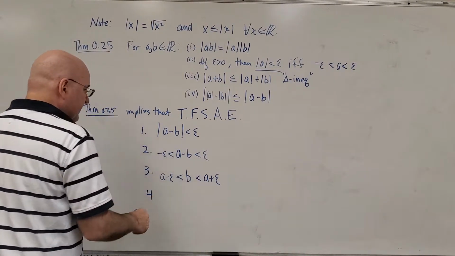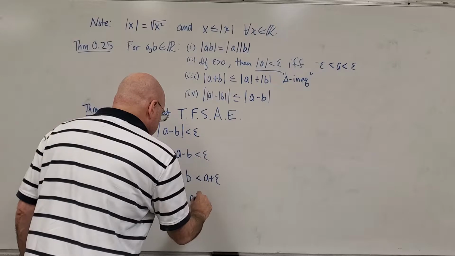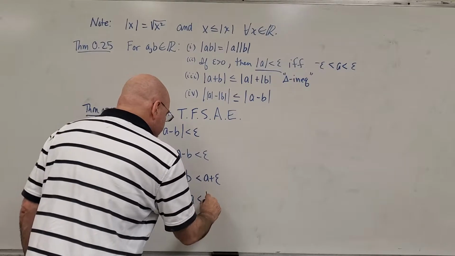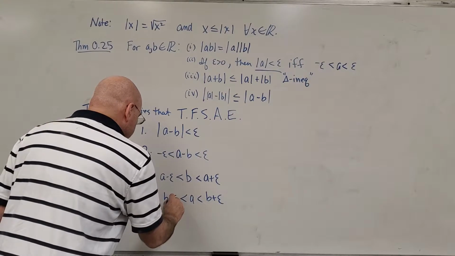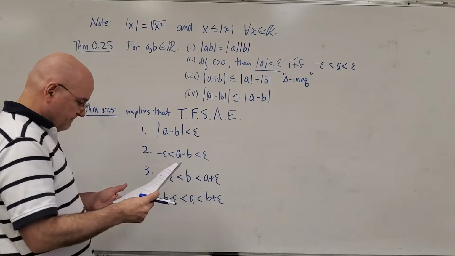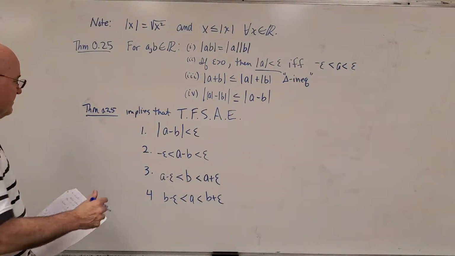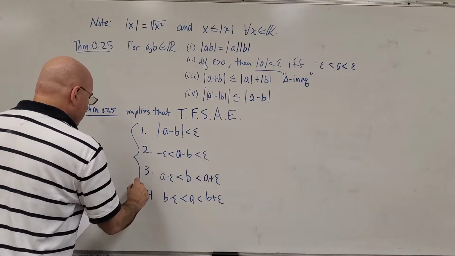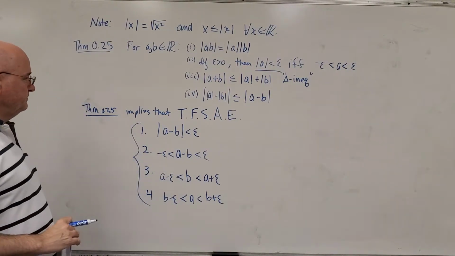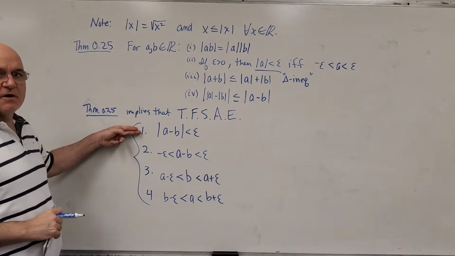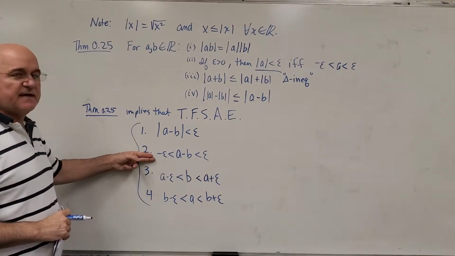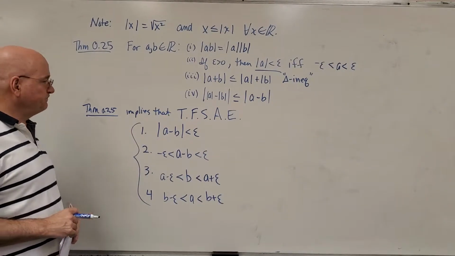And similarly, I'm going to put A in the middle. It's between B plus epsilon and B minus epsilon. So these 4 are equivalent. And frequently we'll have to prove this, and to start off, it's easier to write it like this, or maybe vice versa.